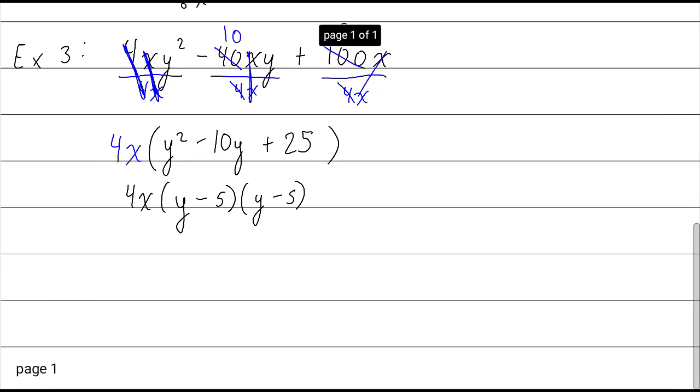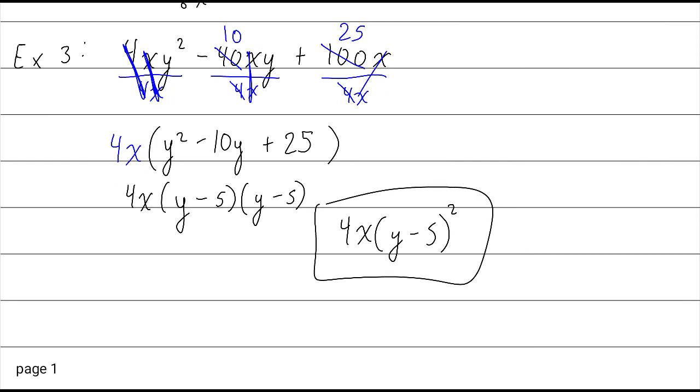Okay, and let me write this a little bit nicer. 4x, y minus 5 squared. So again, this was a minus, this was a plus, therefore these had to both be a minus sign. By the way, if this is not a plus, you do not have a perfect square trinomial.